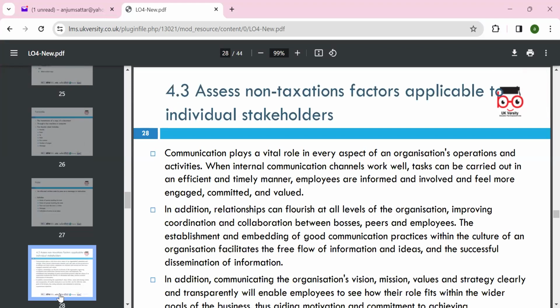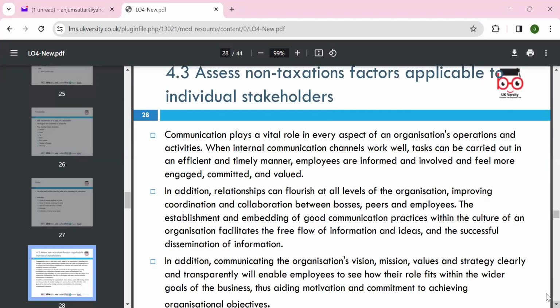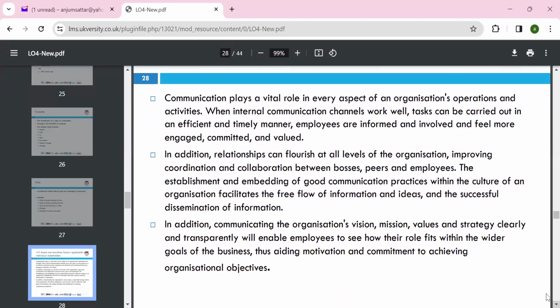Then we have 4.3, assessment criteria: assess known taxation factors applicable to the individual stakeholders. Communication plays a vital role in every aspect of the organization's operation. We can look at any legislation and pass the information on informally, like flexible working hours in our organization nowadays. If you keep a good relationship with the stakeholders, that will help improve productivity; it needs good coordination and good communication.